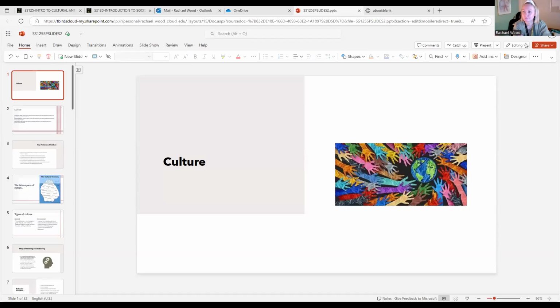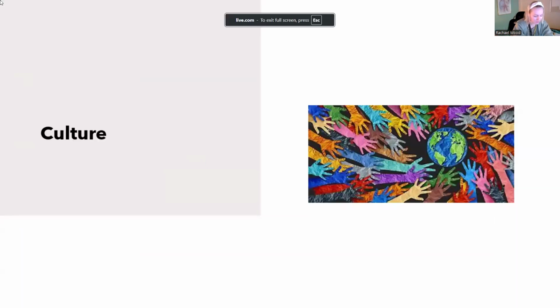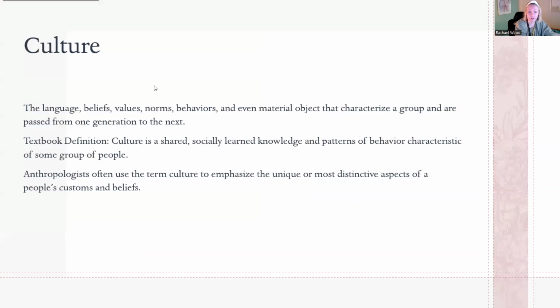Okay, so we are discussing culture. It is the second chapter of your textbook, I believe, but it is a chapter in your textbook. So to get started, you kind of need a basic definition of culture here. I have multiple definitions going through it.